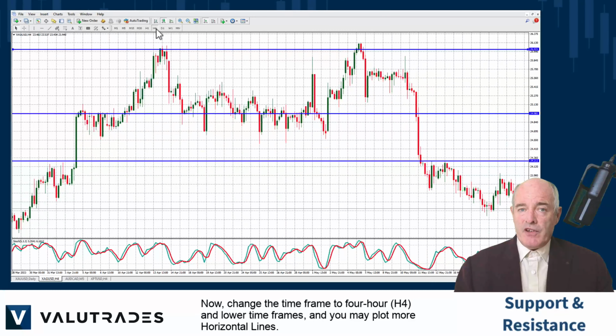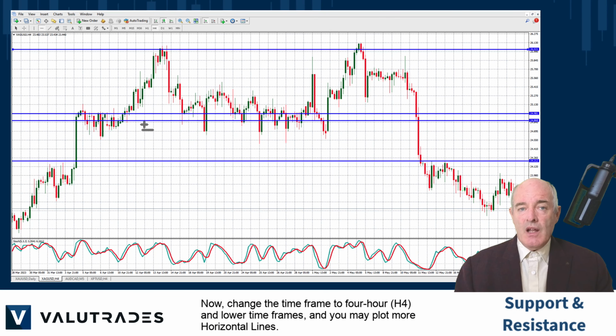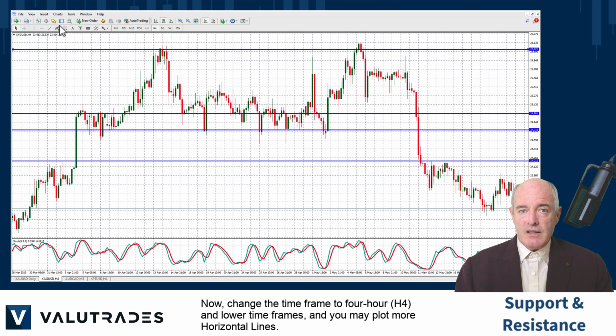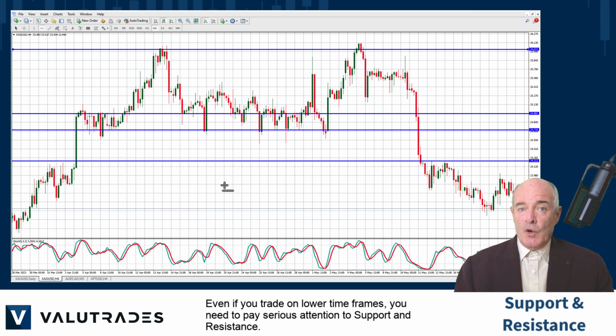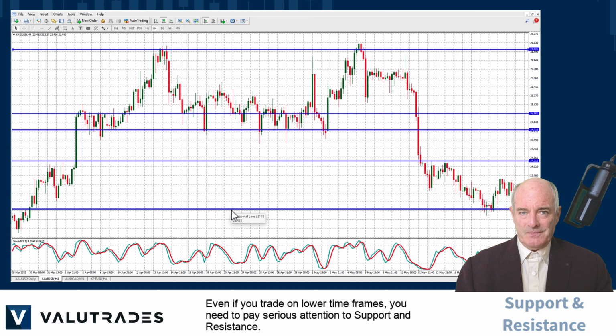Now change the time frame to 4-hour and lower time frames and you may plot more horizontal lines. Even if you trade on lower time frames, you will need to pay serious attention to support and resistance.